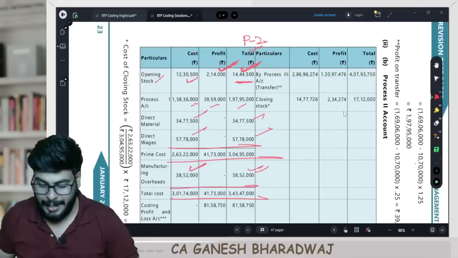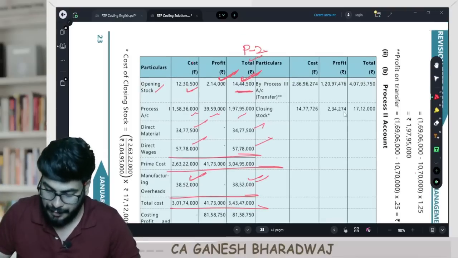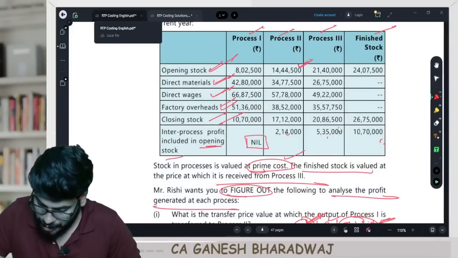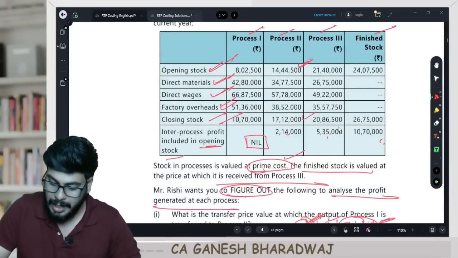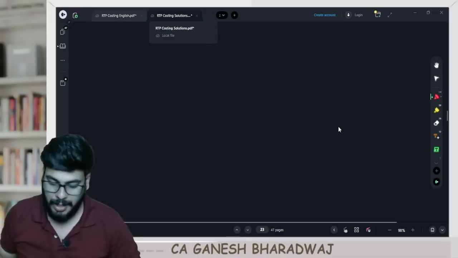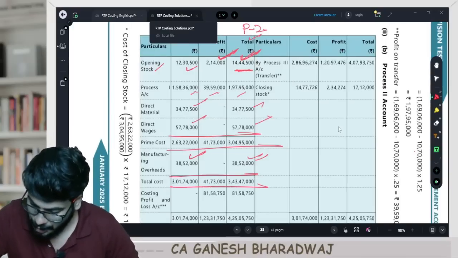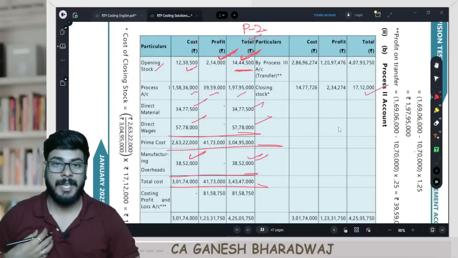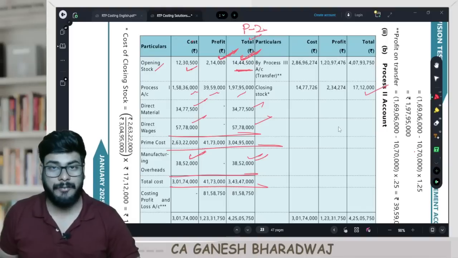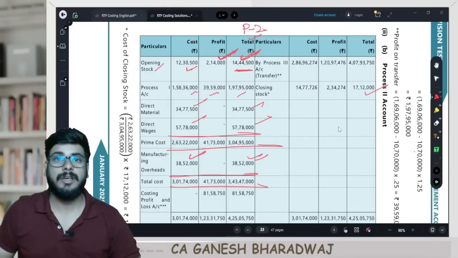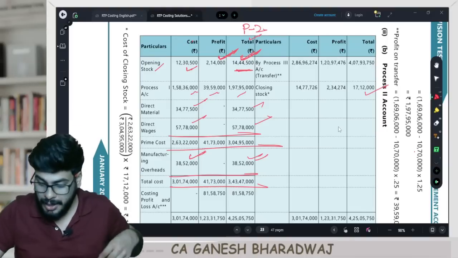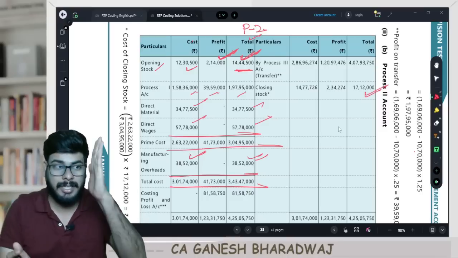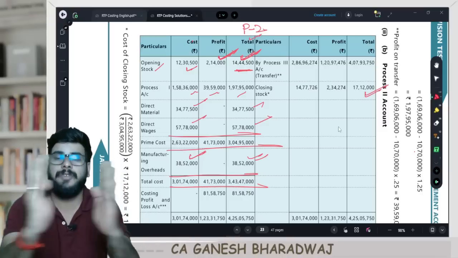Now, what is the other data given? In the question, they have given us the closing stock in process 2. How much is that? It is 17,12,000. So now you can also arrive at this figure. 17,12,000 is the total value of closing stock, right? So this is ideally the cost from the perspective of that process. But the company wants to know inside the 17,12,000, how much is the internal profit. That is, it wants to know the cost and the profit breakup inside it.